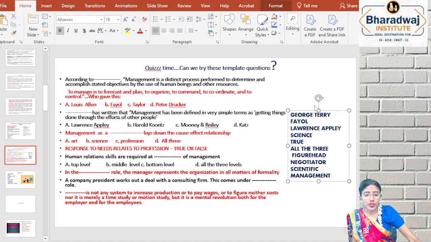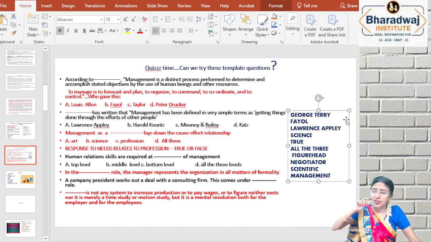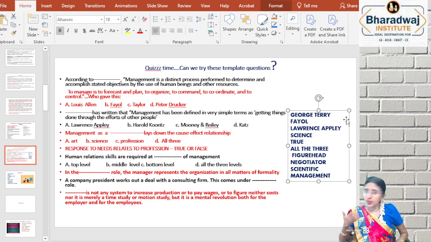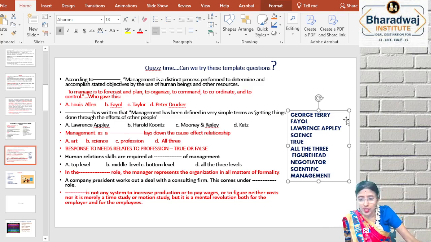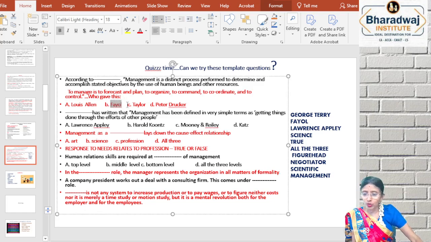Now look at these questions and the answers. According to George Terry, look at the answer. Management is a distinct process. See, I told you one clue when I was discussing this management, no? Take distinct process, intellectual exercise, continuous process. You have that as a keyword. That is what will be helpful. I have some keywords within the definition itself. George Terry has defined management as a distinct function. Were you able to locate this answer? Yes, Fayol, did you all locate this answer?